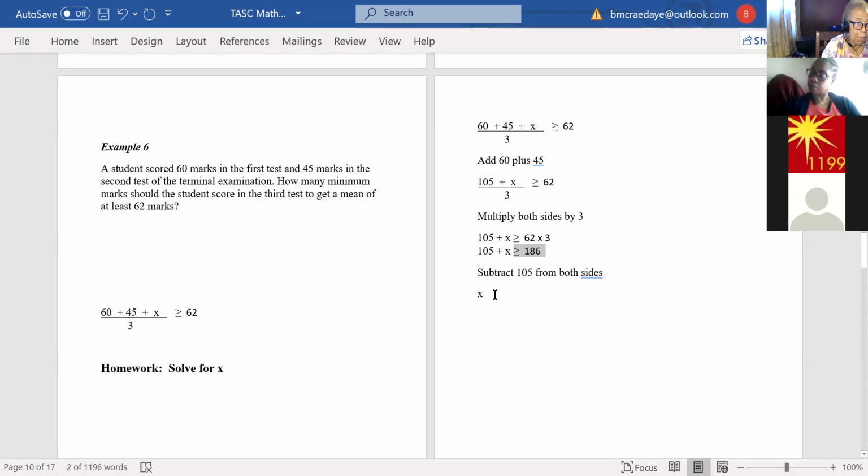Then let's put our 105 here, minus 105. And what do we get, Maureen? What's left? 81. Okay, so let's copy this inequality and put our 81 here, which is 105 subtracted from 186.